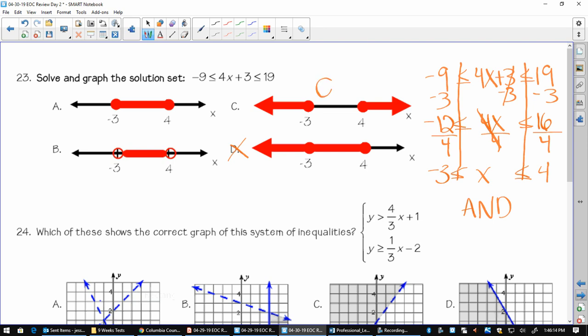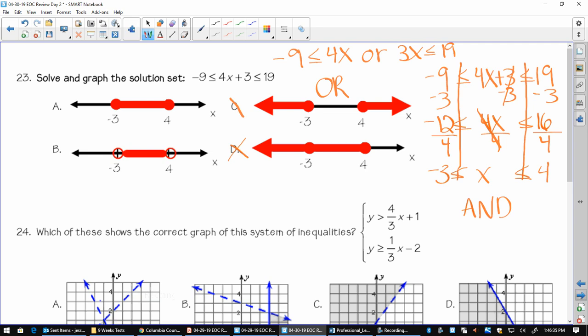C is a graph for an or inequality. Remember, or inequalities are going to say or in them. It would be if it said something like -9 is less than or equal to 4x, or 3x is less than or equal to 19. That would be an example of an or inequality. It's going to say or in the middle. And the graph is going to look like C, where it's shaded in either direction.